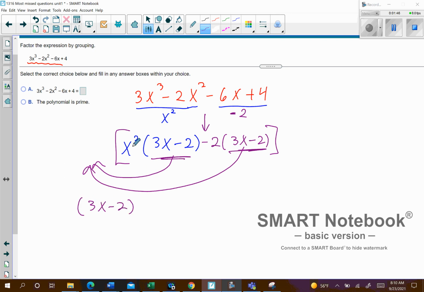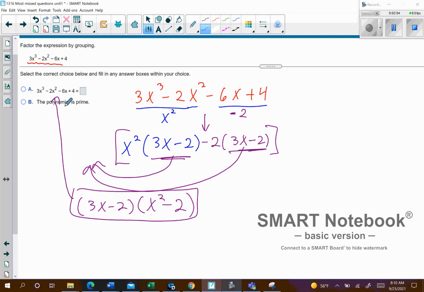And then what's left behind is the x squared and the minus 2 that's right there. So x squared and then minus 2. And then that's going to be it. That's going to be our answer right there. If you were to FOIL it back together, it would actually go back to where we started.